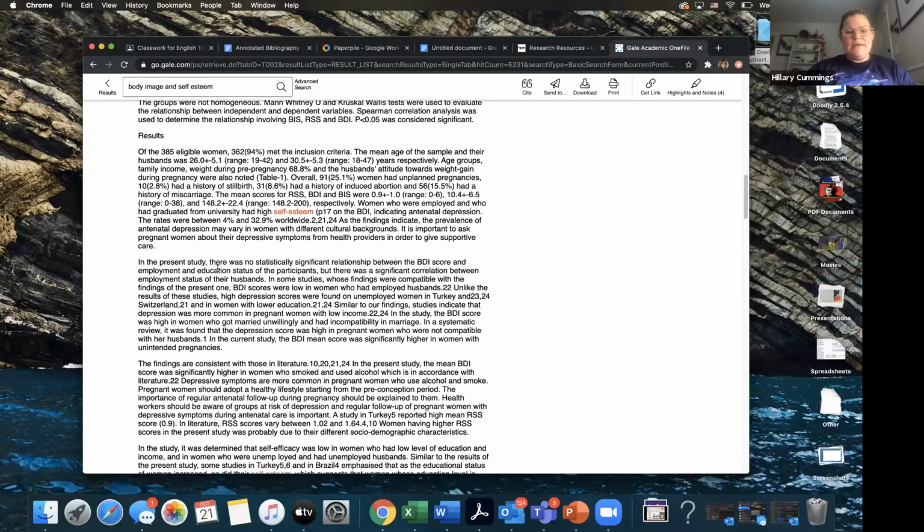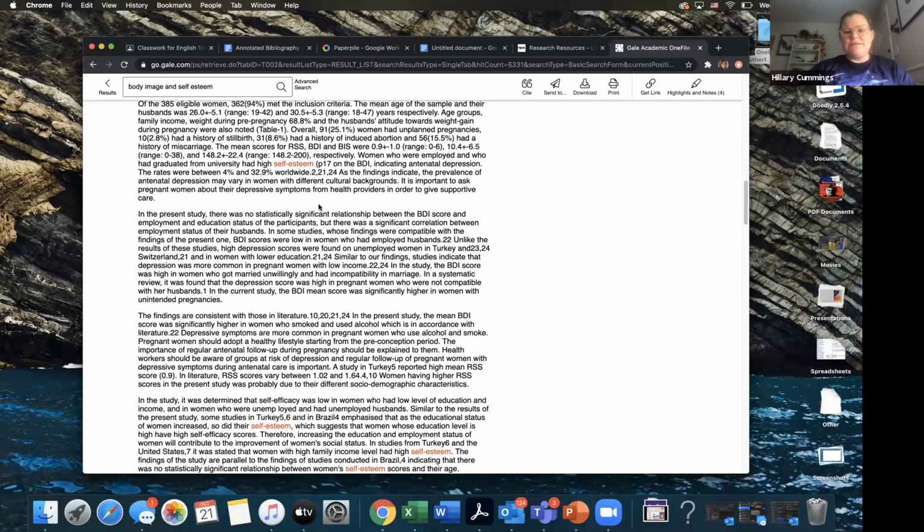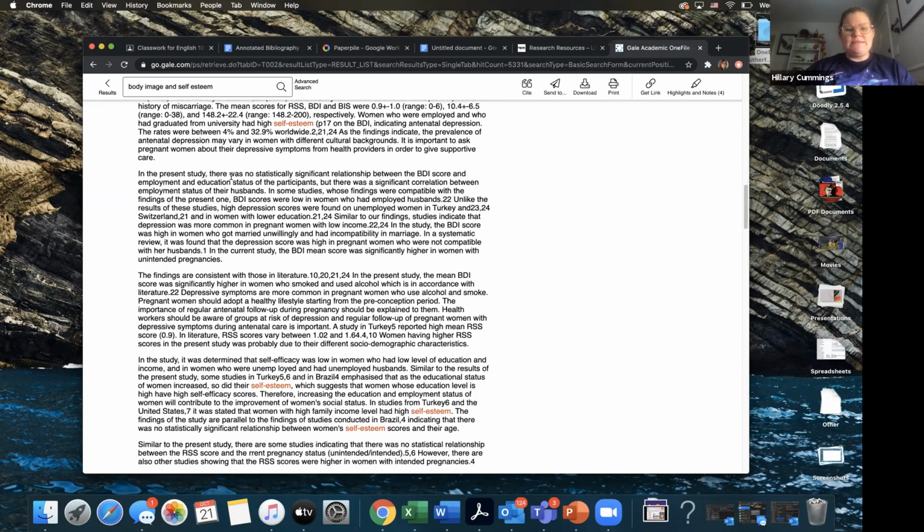And then we would look through here and see what information we need to find. So it says the findings indicate the prevalence of antenatal depression, meaning during or pre-pregnancy depression, varied in women with different cultural backgrounds. And then it said there was no significant relationship between the body confidence score and employment and education, but there was a correlation with the employment status of their husbands, which is kind of interesting.